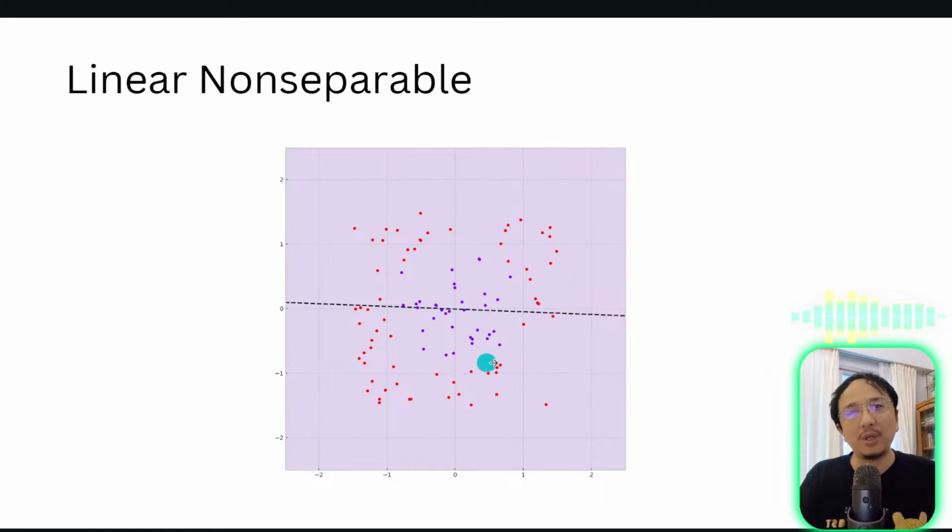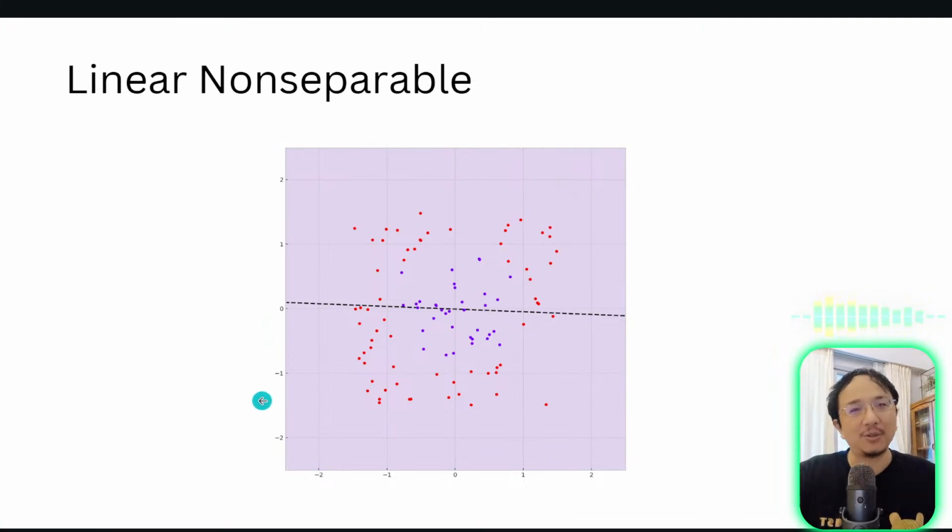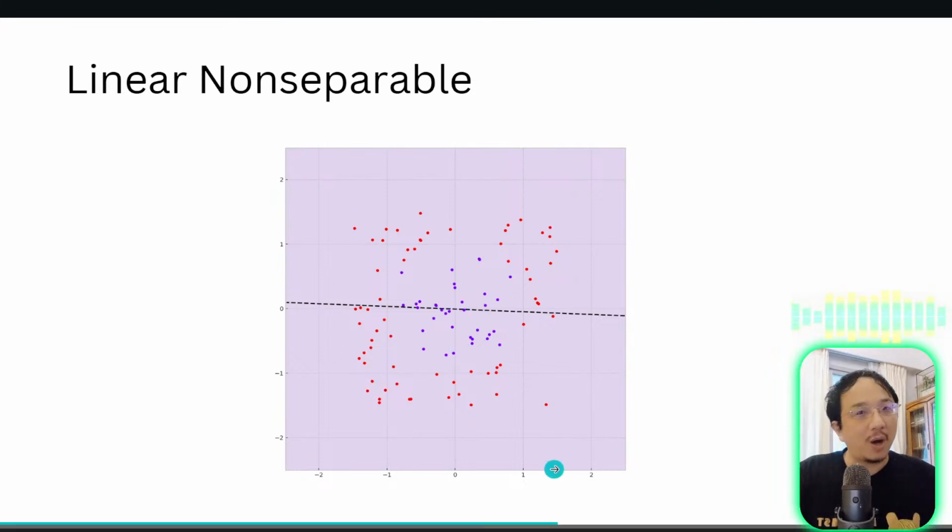Especially polynomial features, because we know that the circle can be defined by a quadratic polynomial. That is, if we have x squared plus y squared, or x1 squared plus x2 squared, it's pretty easy to classify these two classes, because if x1 squared plus x2 squared is greater than 1, then it should be in the red class. If it is less than 1, it should be in the purple class.